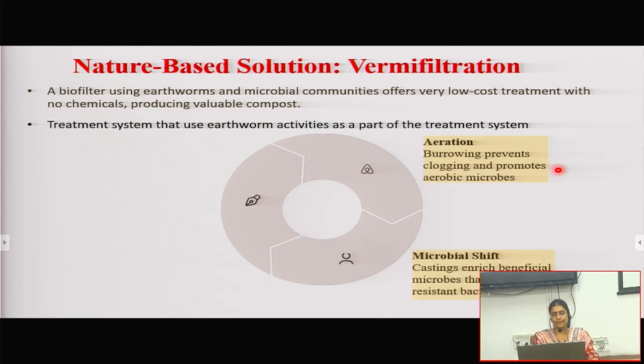Then there's also a microbial shift. That means castings enrich beneficial microbes that outcompete the resistant bacteria. What are castings? What do I mean by castings?